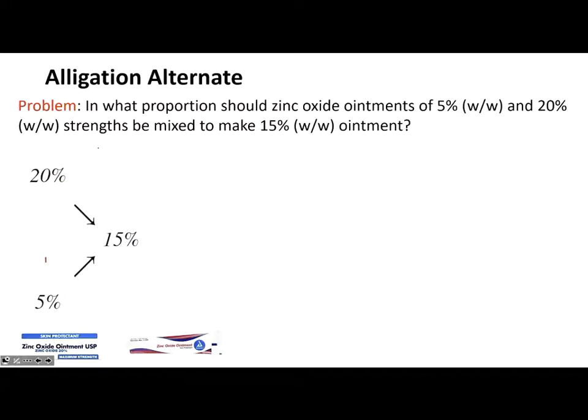Now, here's the deal. Follow the arrows in both directions and cross-subtract. It doesn't matter which one's higher or lower. You take the higher number and subtract the lower number. Okay, so we have 20% angling down towards 15. What is 20 minus 15?